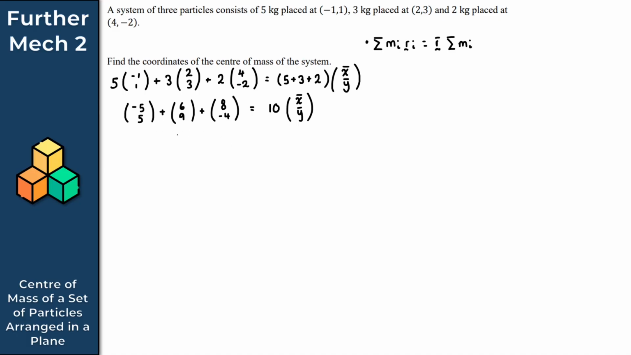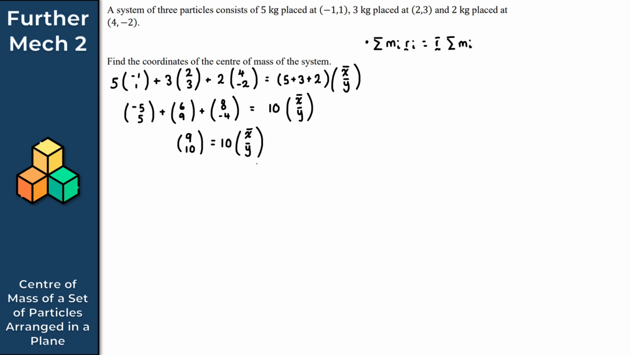So let's simplify the left-hand side. I've got -5 plus 6 plus 8. So 14 minus 5, that gives me 9. And then 5 plus 9 is 14, minus 4, that gives us 10. So we get this column vector, (9, 10), and that is equal to 10 lots of (x bar, y bar). And all we want here is x bar, y bar.